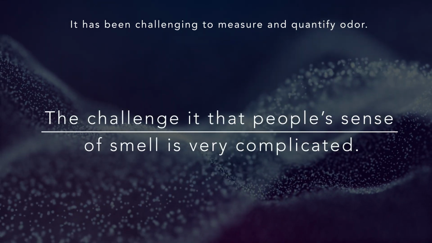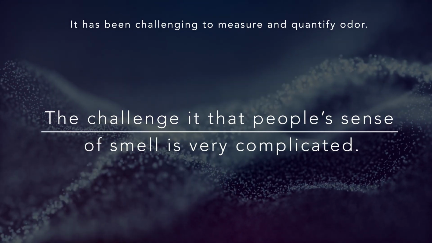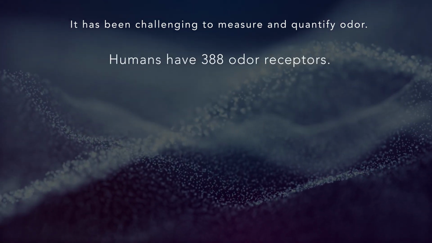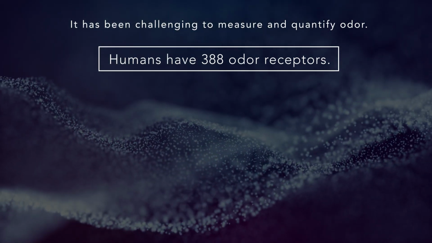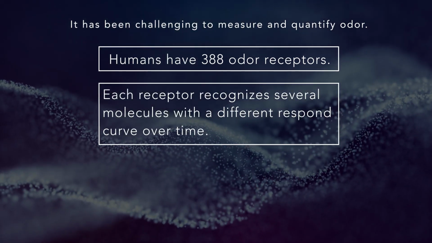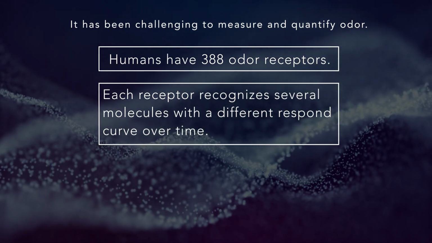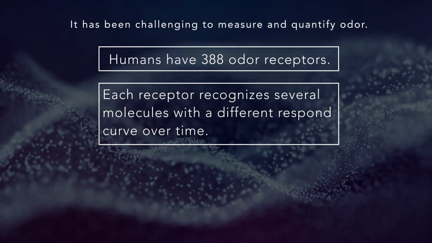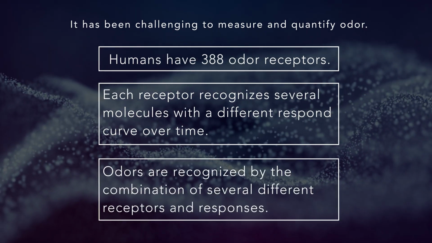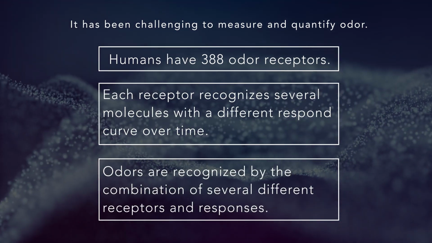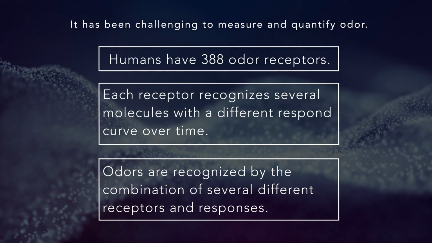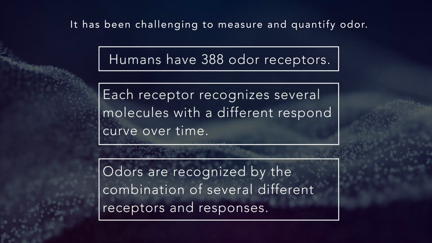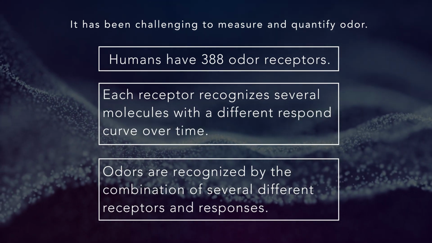The challenge is that people's sense of smell is very complicated. First, humans have 388 odor receptors. Second, each receptor recognizes several molecules with a different response curve over time. Lastly, odors are recognized by the combination of several different receptors and responses. By the combination of recognition patterns, people can recognize several 100,000 smells.